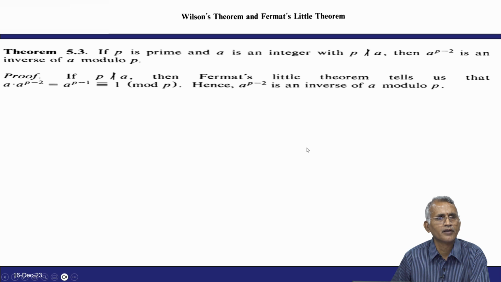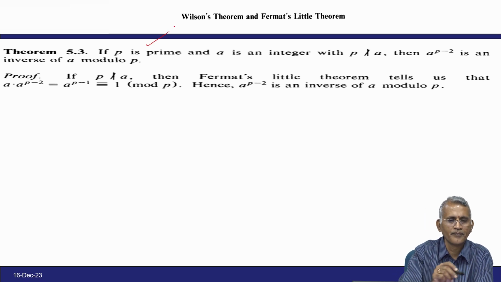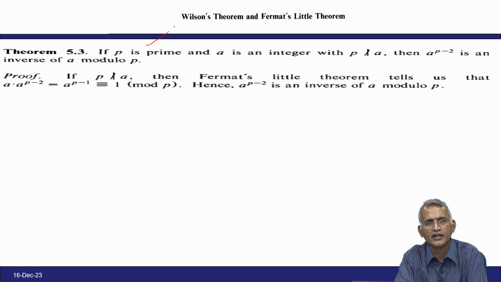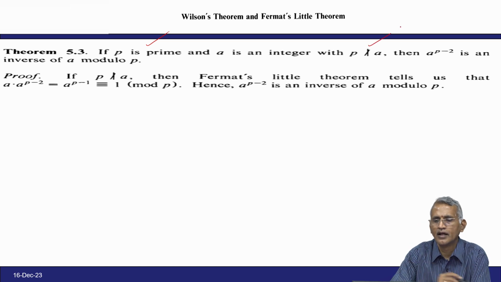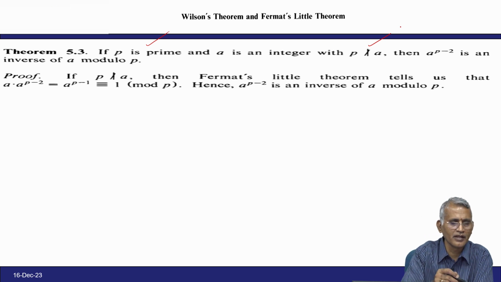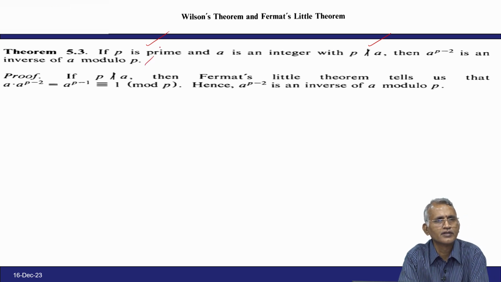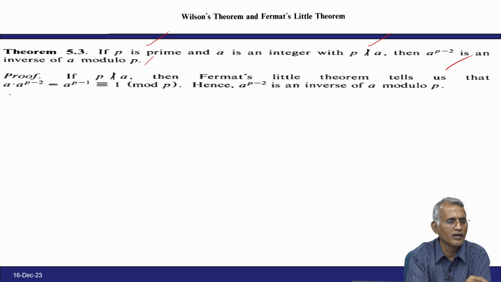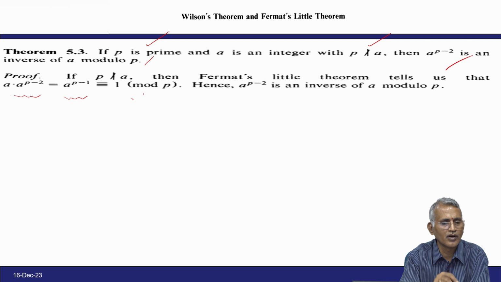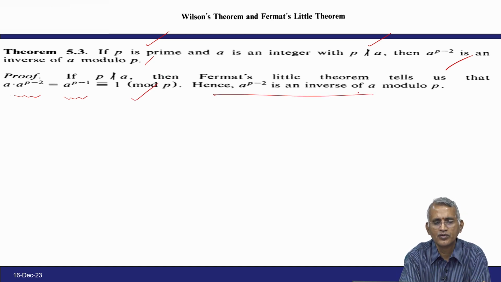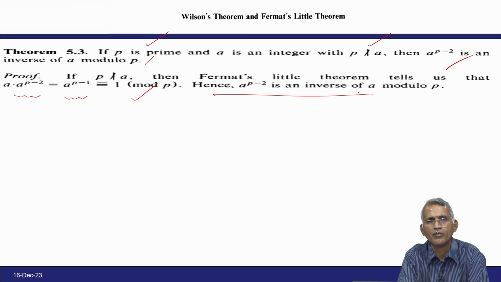Now, we have a theorem. If p is a prime and a is an integer with p not dividing a, then a power p minus 2 is an inverse of a under modulo p. The proof: if p does not divide a, then Fermat's Little theorem tells us that a into a power p minus 2 is equal to a power p minus 1, which is identically equal to 1 under modulo p. Hence, a power p minus 2 is an inverse of a modulo p.